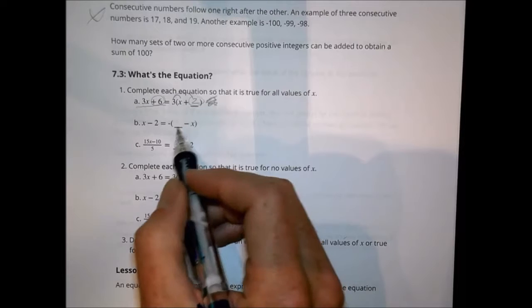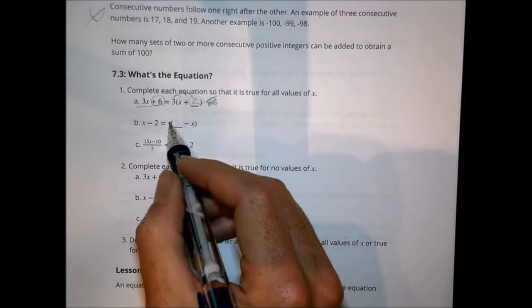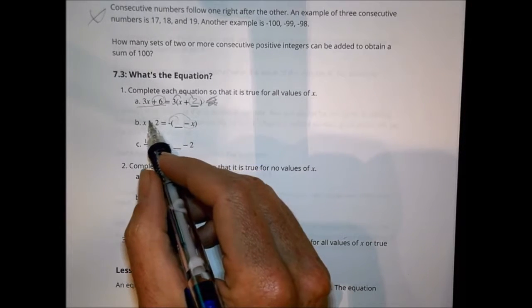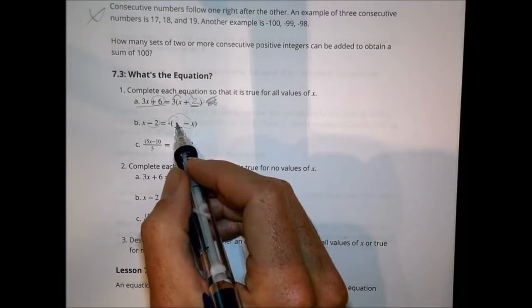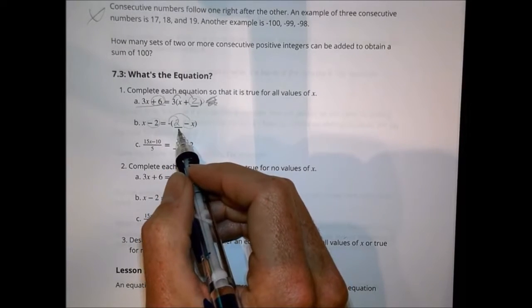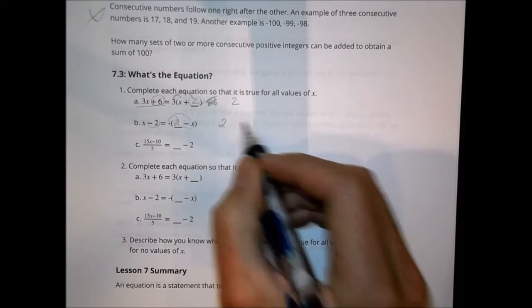For here, I have x minus 2 on this side, so here's my negative x, and I'm going to distribute the negative throughout. That becomes a positive x, so I need to come up with a negative 2. If I put a 2 right there, a negative times a positive would be a negative 2, and that's my solution there. So I have a 2 for A, a 2 for B.